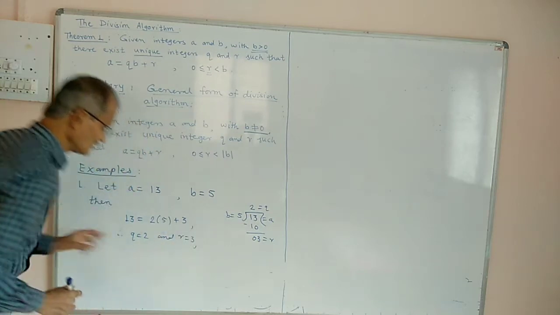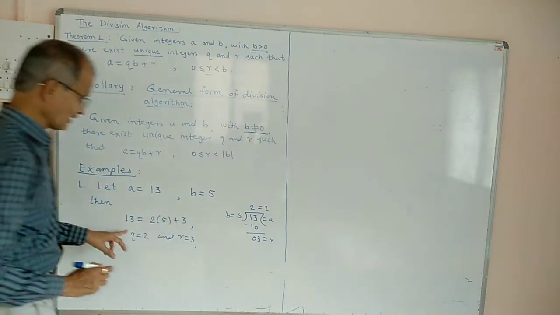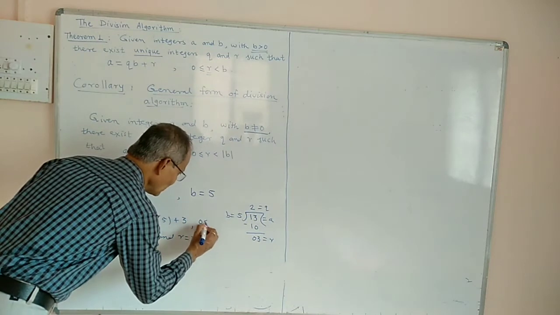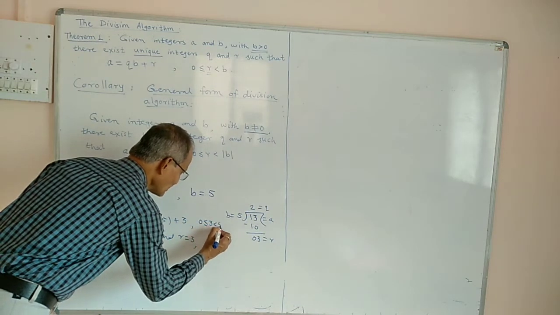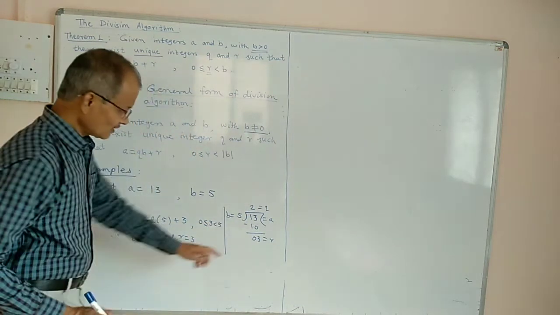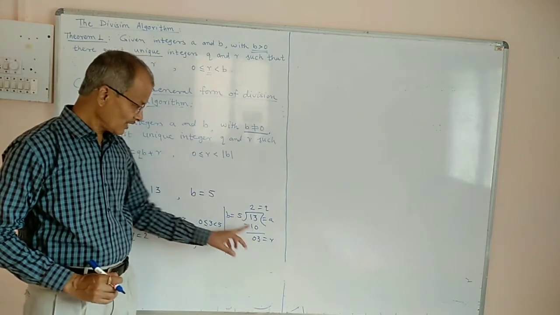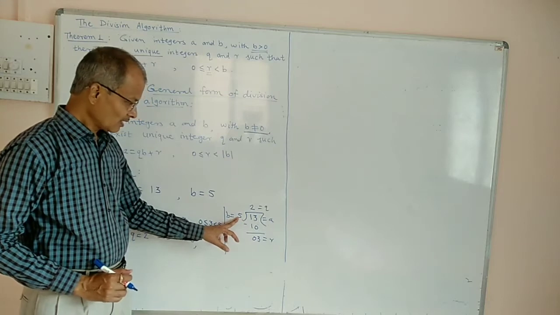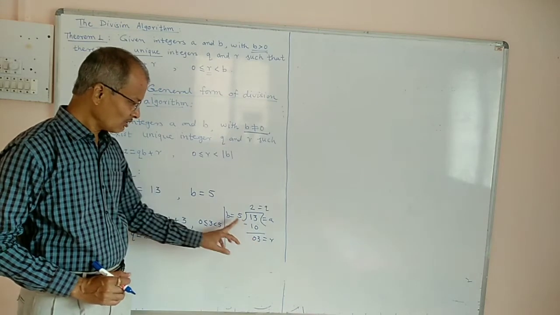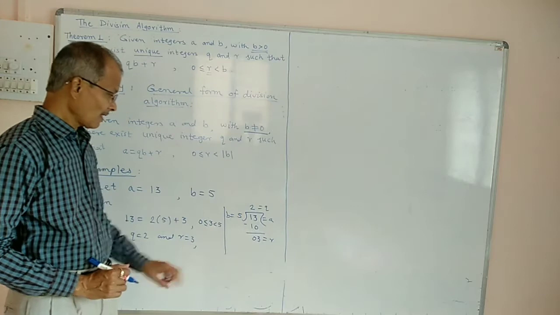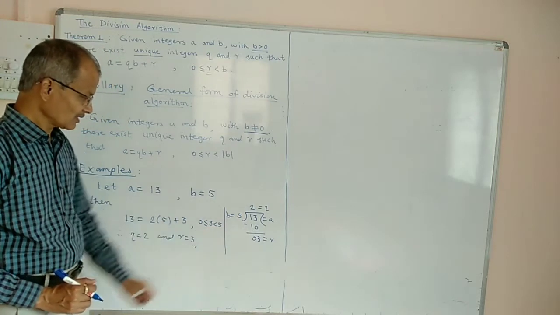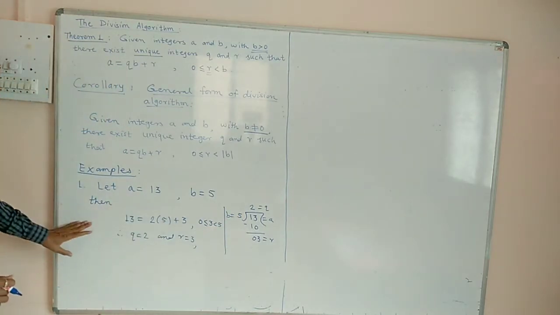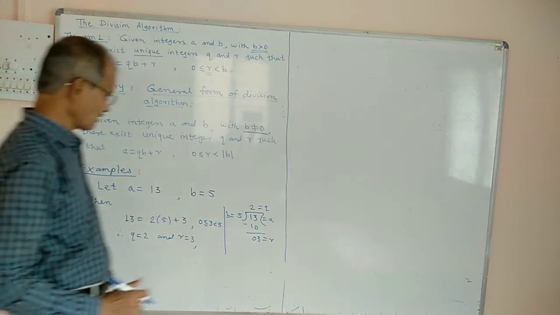You note that this 3 is less than 5. 0 is less than or equal to 3 is less than 5. That means the remainder is always less than the divisor. So this remainder is either 0 or less than the divisor. Here the divisor is 5, and 3 is less than 5. So this is one example of a division algorithm.